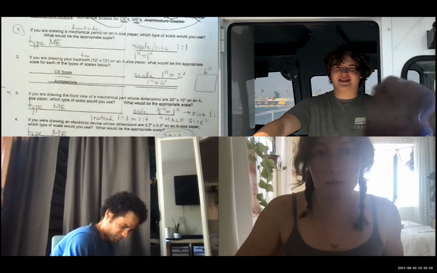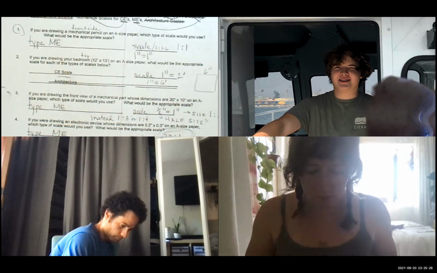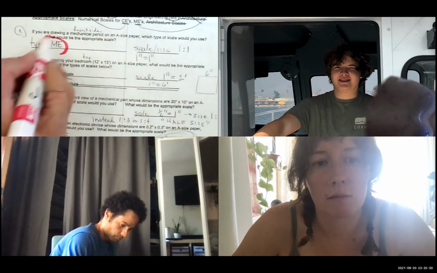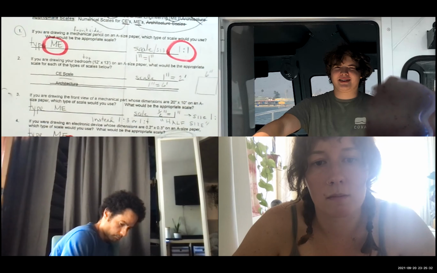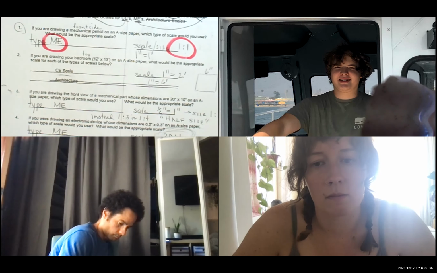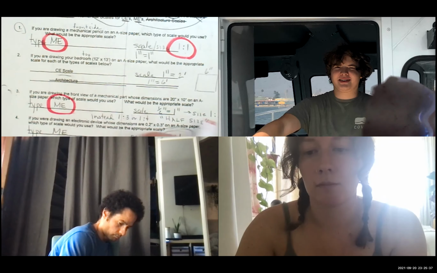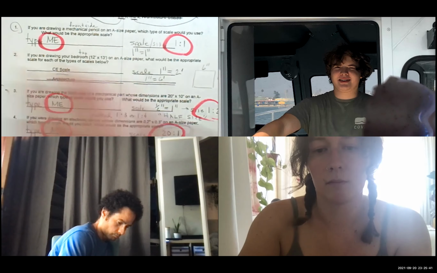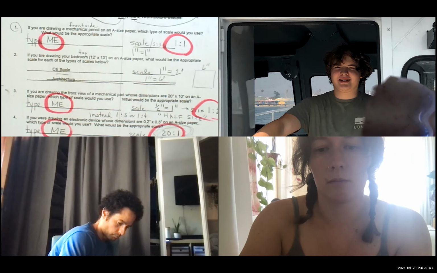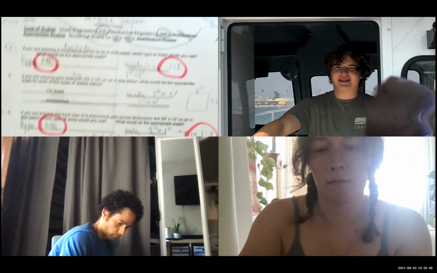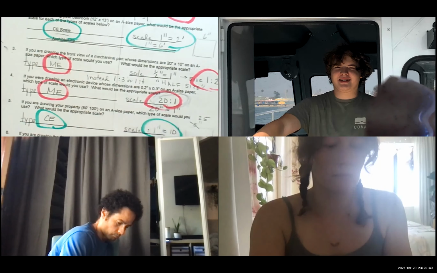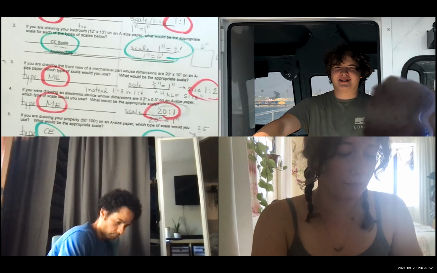Okay, now what I find the best is when you're dealing with the ME scale, use a size. Use a size. ME size, ME size. And when you're using civil engineering scale, use the scale, scale, scale.